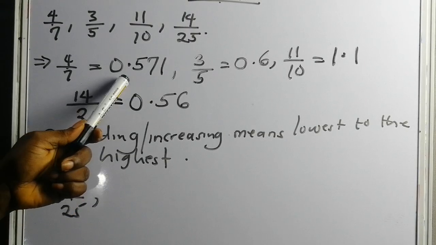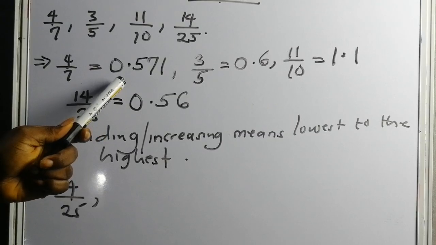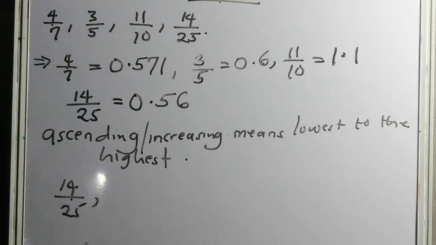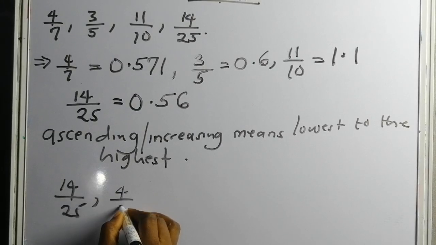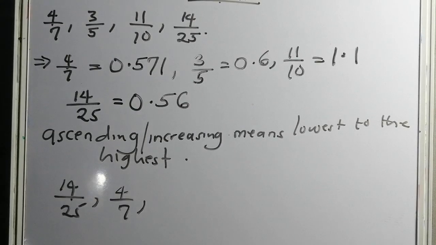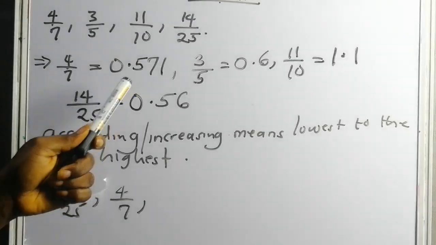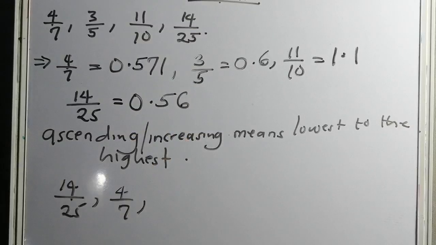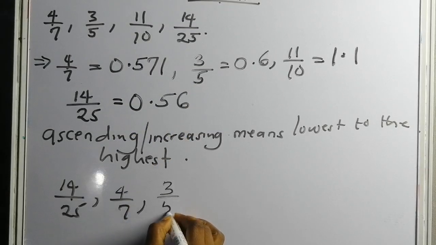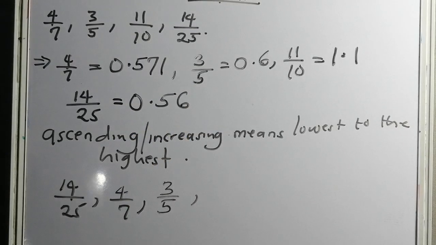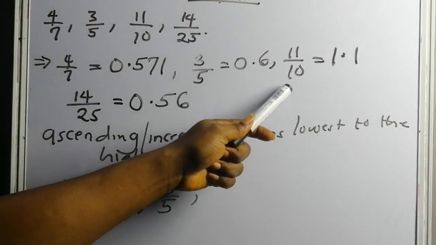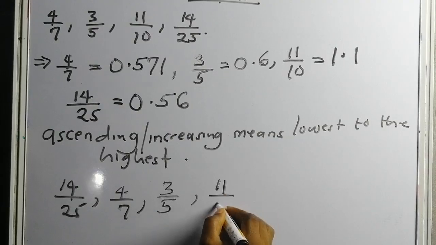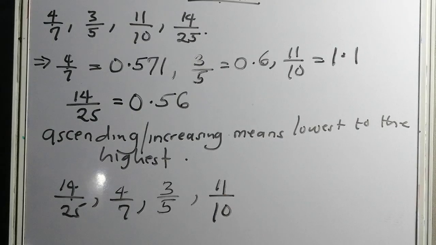So what is the second lowest? Okay, what is the next that is lowest after 0.56? 0.57. So that is what? 4/7. Okay, so now after 4/7, which is 0.571, what is the next one? That is what? 3/5. It's as simple as that. Then the last one, which is the highest, is what? 1.1, which is 11/10. So it's as simple as that.